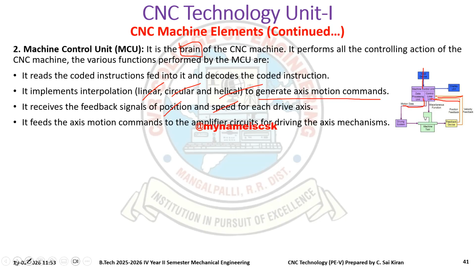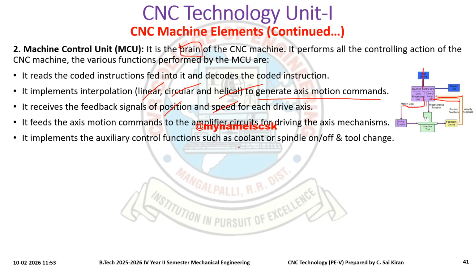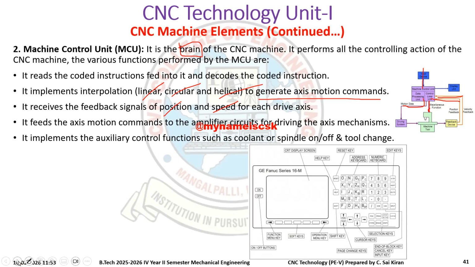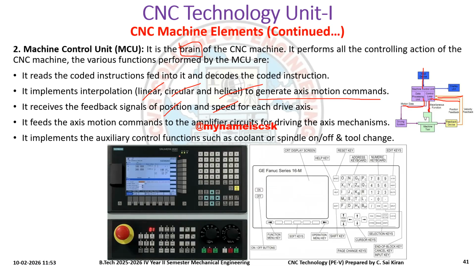So that we can get the accurate driving. Next, auxiliary control functions such as coolant and spindle on and off. So here we'll be sending coolant on, spindle on and off, tool change, etc. We give miscellaneous functions from the control loop. So this is the MCU. The complete MCU is in this one, with the CRT display, key buttons, everything, and this is the sketch of the MCU.